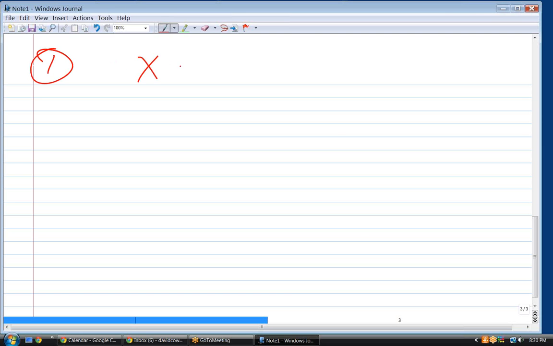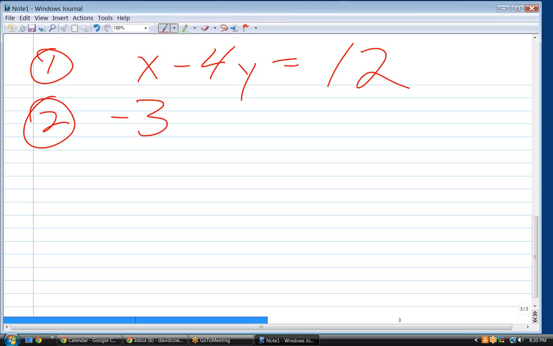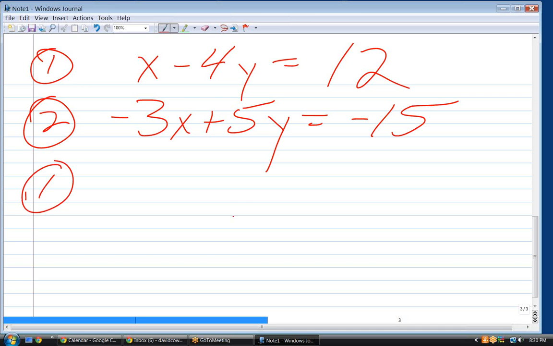X minus 4y equals 12. And negative 3x plus 5y equals negative 15. Which equation are you going to be able to solve for one variable the easiest? The first one? Okay. So give me the first equation solved in terms of one variable.